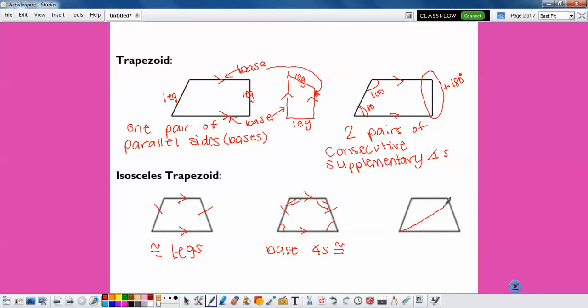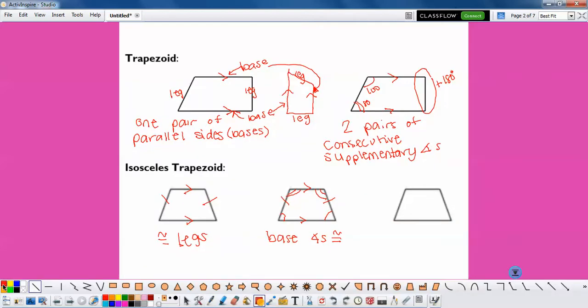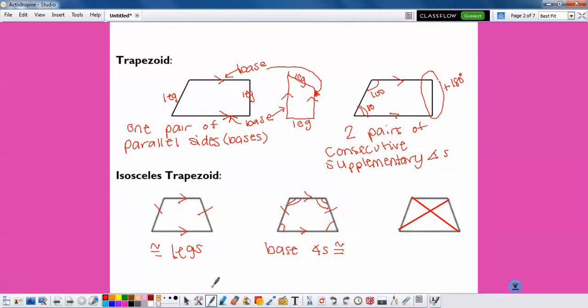And then the diagonals, let's try that a different way. That diagonal and this diagonal, they don't bisect each other like they did in the parallelograms, but they are the same length. So this piece and this piece would be the same, and this piece and this piece would be the same. So they have congruent diagonals. So let's put these properties to use.